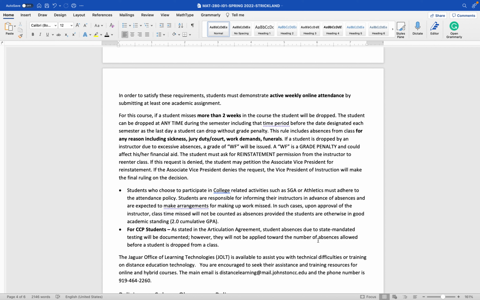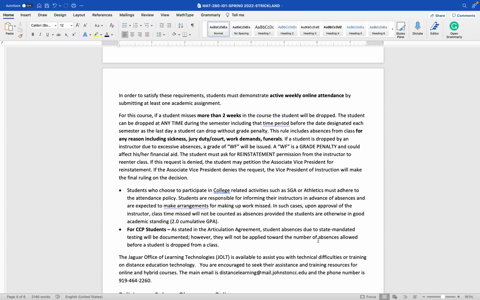A WF is a grade penalty and could affect his or her financial aid. The student must ask for reinstatement permission from the instructor to re-enter class. If this request is denied, the student may petition the Associate Vice President for reinstatement. If the Associate Vice President denies the request, the Vice President of Instruction will make the final ruling on the decision.